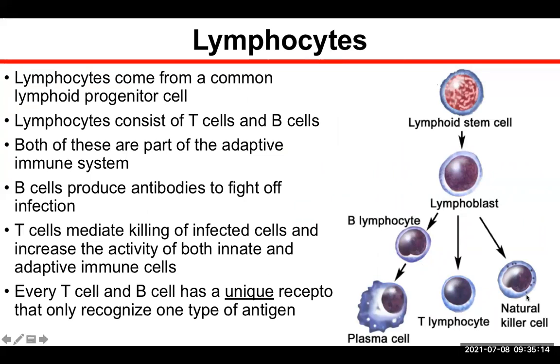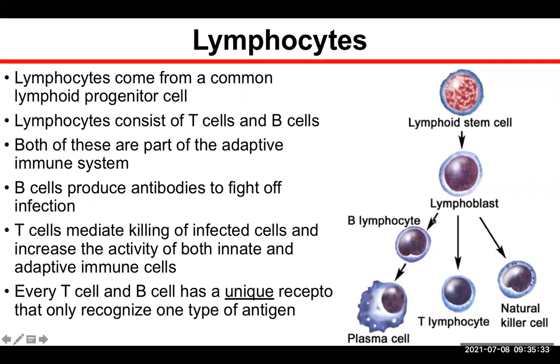But these three cells are all considered lymphocytes because again, they're from the lymphoid origin, but it's only the B cells and the T cells that are considered adaptive. Natural killer cells are not adaptive immune cells. They function more as innate immune cells.